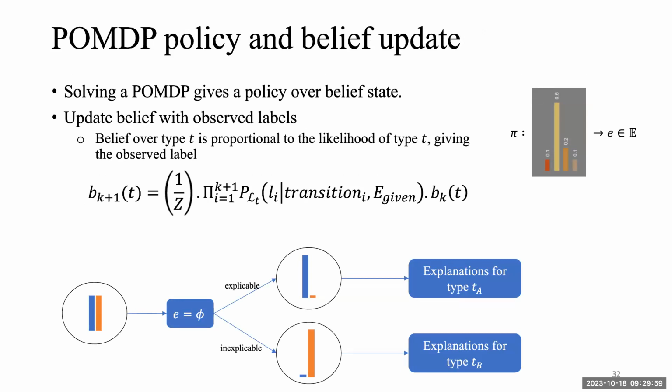So all we now need to do is to update this probability distribution as we interact with the user. The belief over type T is proportional to the likelihood of that type T giving us the observed variable, which we get from Bayes' rule. Okay, so why do we use a POMDP? Here's why: a POMDP can take information gathering actions that reduce the uncertainty in user types and then generate explanations for that particular type down the line.